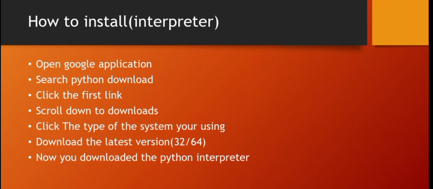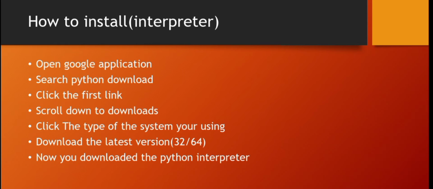So let's start. How to install an interpreter? Open the Google application. Search for Python download. Click the first link you see. Scroll way down to downloads. Click the type of your system. Download the latest version. It can be 32 bits or 64 bits. If you follow all these steps correctly, now you have installed the Python interpreter.